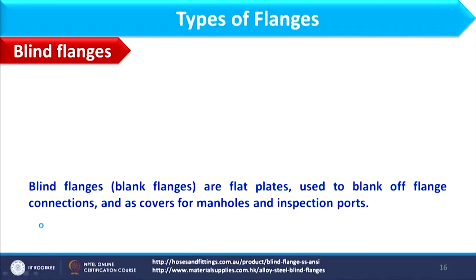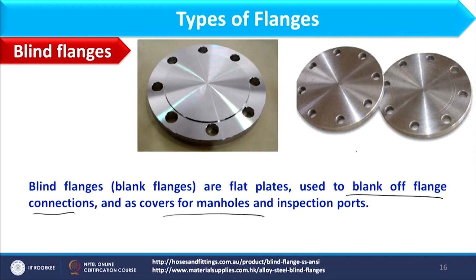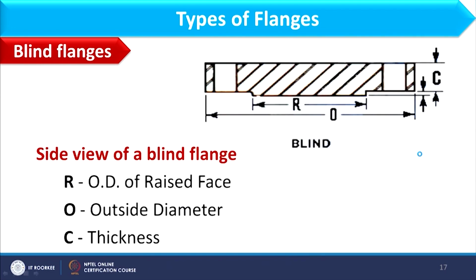Blind flanges are basically those flanges which do not have the provision for fluid to flow or fluid to pass through. So, these are basically used for covering things. Blind flanges or blank flanges are flat plates used to blank off flange connections and as covers for manholes and inspection ports. So, these are blind flanges, which do not have provision for flow.